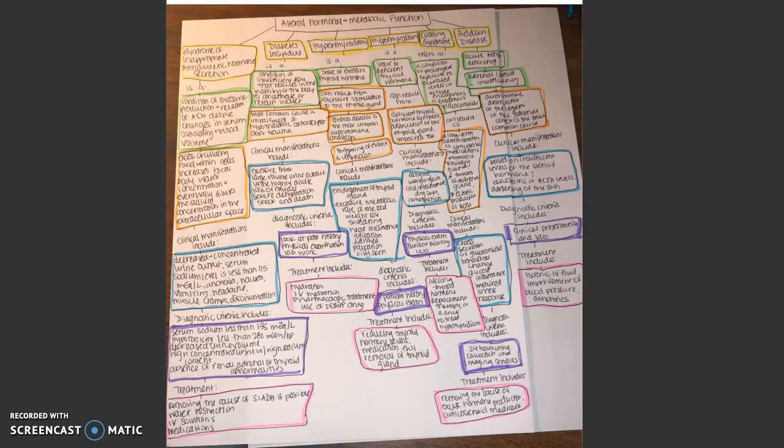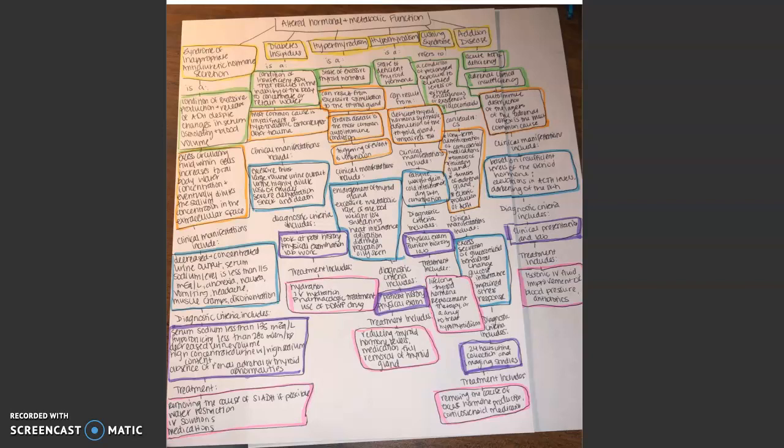To diagnose this, you have to have serum sodium that is less than 135, hypotonicity that's less than 280, decreased urine volume, highly concentrated urine with high sodium content, absence of renal, adrenal, or thyroid abnormalities. And to treat this, they either remove the cause of the SIADH if possible, water retention, IV solutions, and medications.